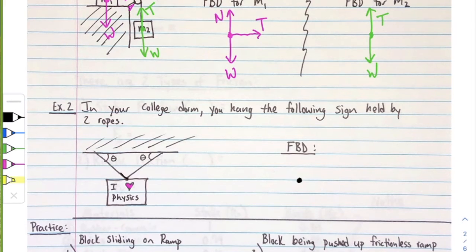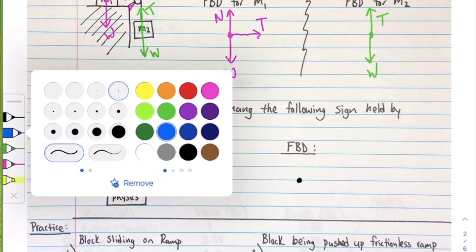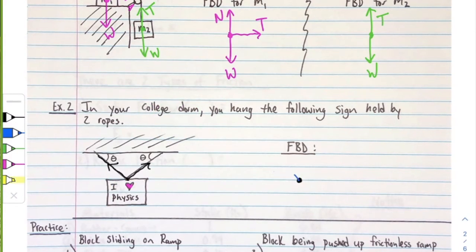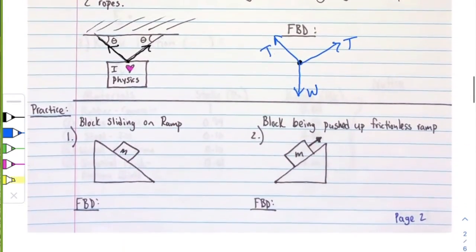And you notice that this is a cable or rope. And we said that cables and ropes can only pull on things. So we're going to have 2 forces. Right here there's one tension force, and there's another tension force. And ask yourself, is that all the forces acting on this object? It's not, because you always have the weight force going down. So there's our FBD for our sign that's being suspended. All right, a couple more.